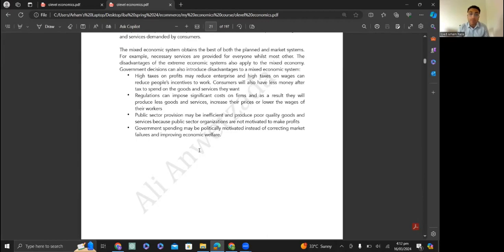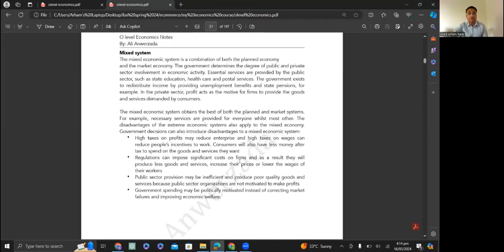Another is that public sector provision may be inefficient because there is no competition in the public sector, so there might be inefficiency. Another issue is that government spending may be politically motivated, so they have their own political goals rather than achieving the welfare of the people. This is a very major issue in a mixed economic system.